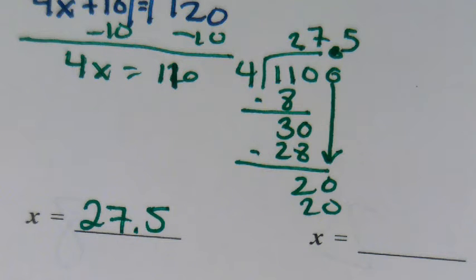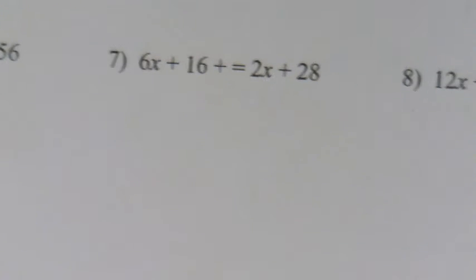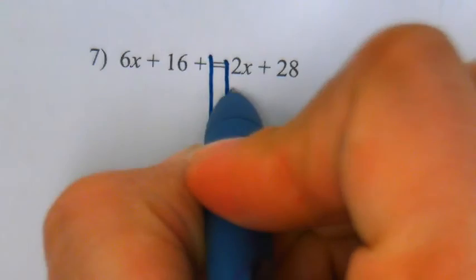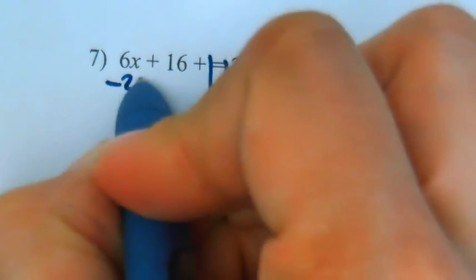Let's do number 7 together. So, do I want to move the 6x or the 2x on number 7? 2x. You want to move the smaller one. So how am I going to move 2x together? I'm going to minus 2x. Oh, good. Okay, so make sure you minus 2x on number 7, minus 2x minus 2x.